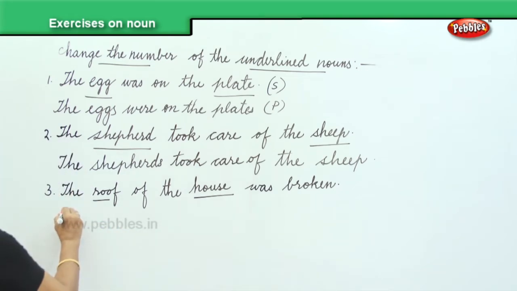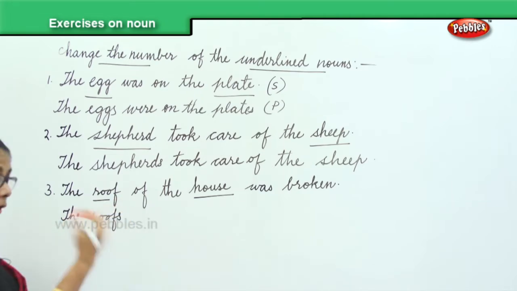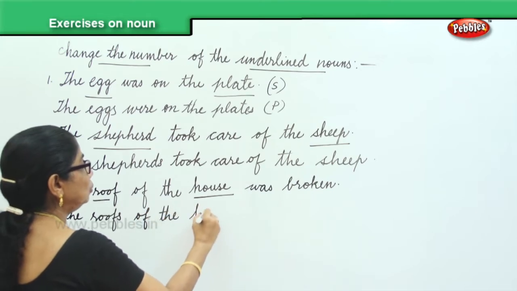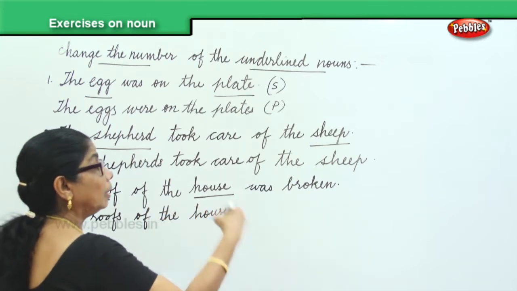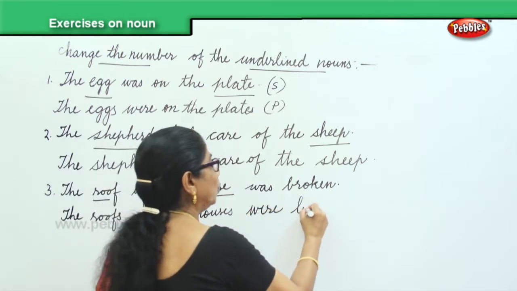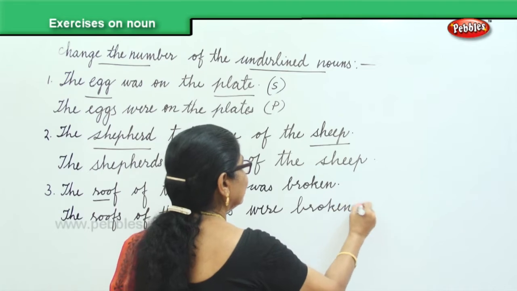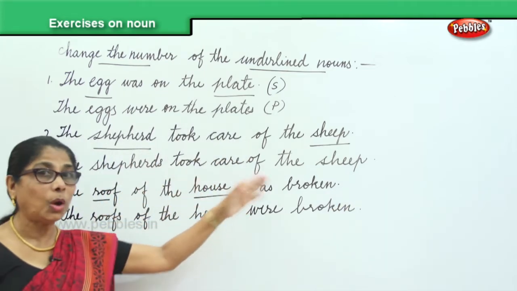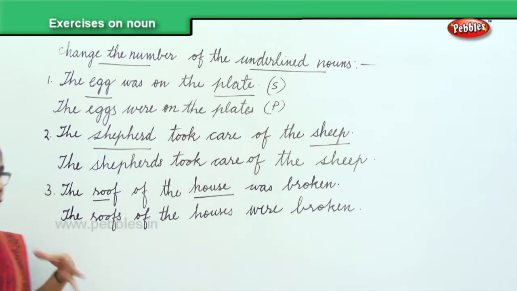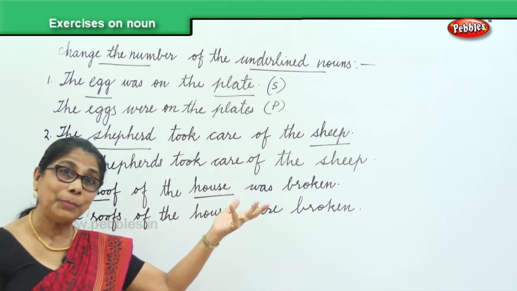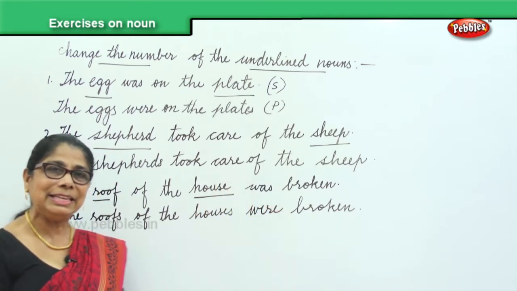Now, the roofs of the houses. Was becomes were. You change the verb. Were broken. Okay? So, singular form, the roof of the house was broken. Singular was. Now, when you change it to plural, the roofs of the houses were broken. Very simple, easy if you read it aloud.